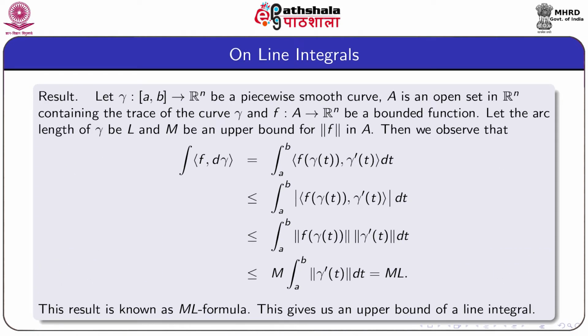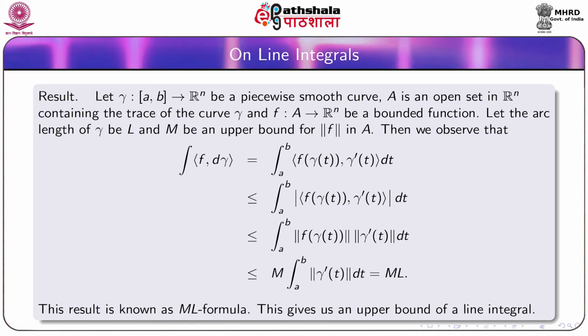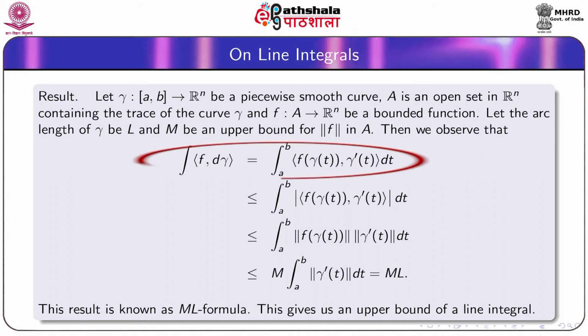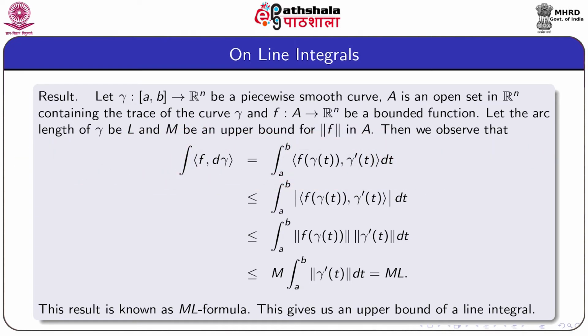Now one result which we usually call the ML formula. Let gamma from [a,b] to Rn be a piecewise smooth curve, A is an open set in Rn containing the trace of the curve gamma, and F from A to Rn be a bounded function. Let the arc length of gamma be L and capital M be an upper bound for norm F in A, that is, upper bound of norm F(t) for every t in A. Then we observe that the line integral of F d gamma equals integral a to b inner product F(gamma(t)), gamma dash(t) dt.